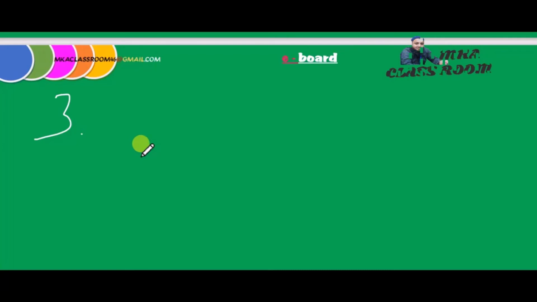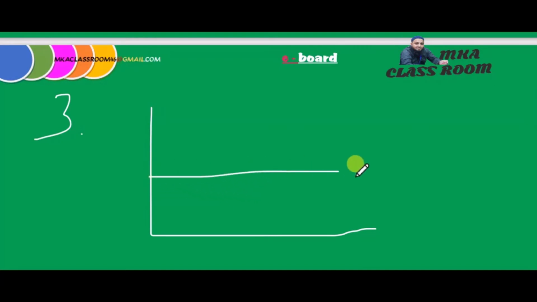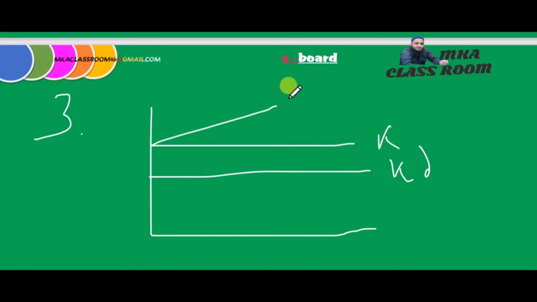So MM proposition will show a graph, that is KD, and that is K, and that is KE. So that is the view of MM proposition in this form, MM with no tax.